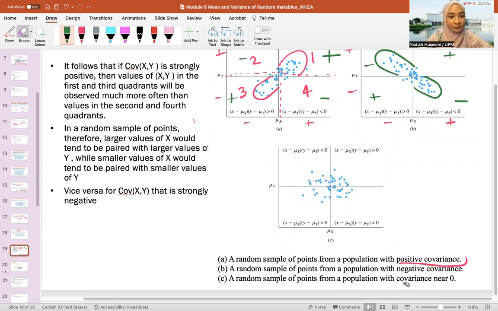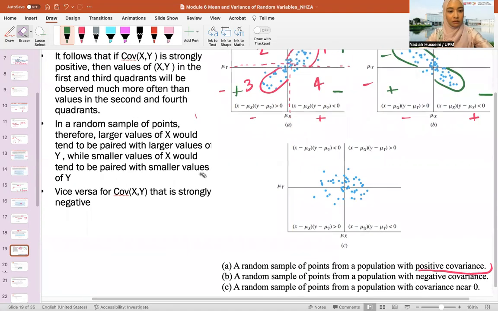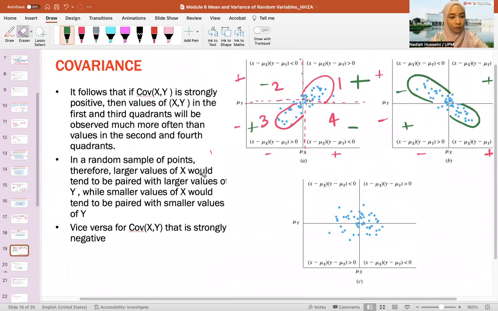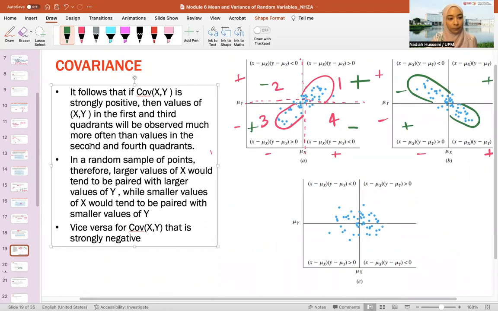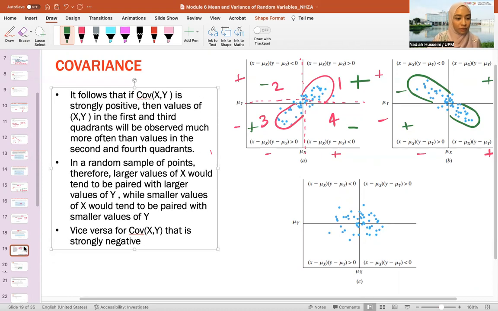Okay, fair game. So in a random sample of points, larger values of X would tend to be paired with larger values of Y. Well, okay, this is just the interpretation that we discussed earlier. This is going to be uploaded on Putra Blast. You can read over it. If you don't understand, you can ask me again if you need more explanation. But I think this is the most interesting part of this lecture so far. I like graphs compared to equations.